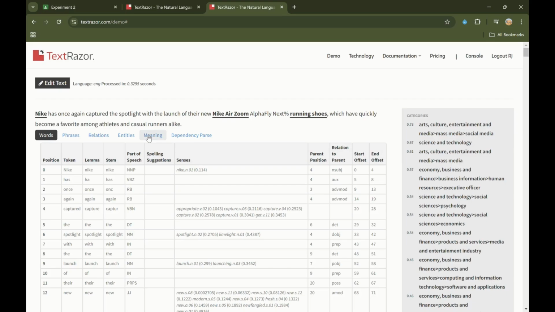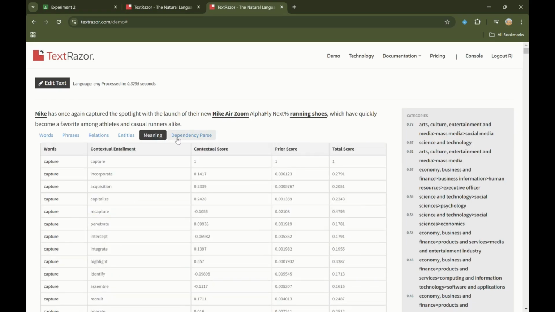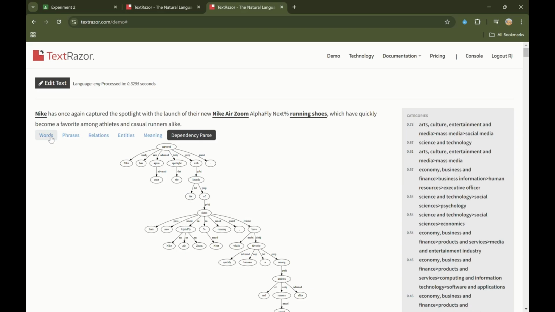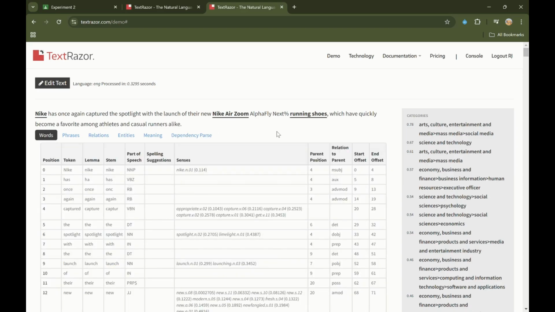So whether you are looking at content categorization, monitoring social media sentiment, or automating data extraction from text, TextRazor offers the capabilities to do so in an efficient and much faster manner.